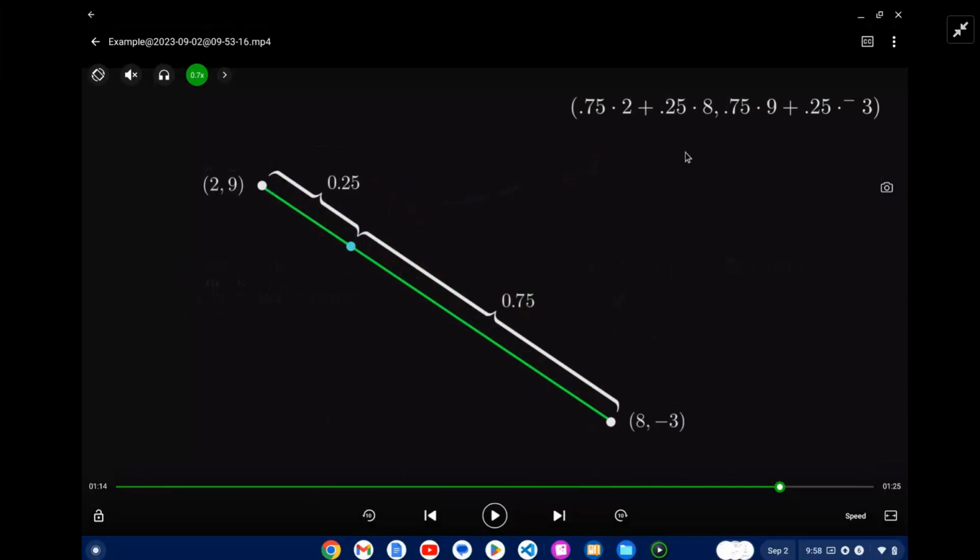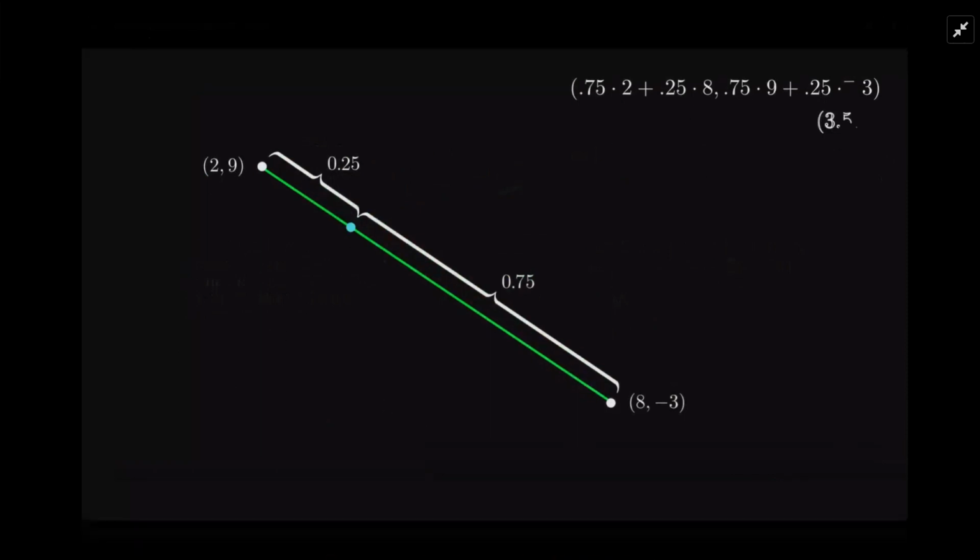Okay, that's the x value. The y value, 75% of the 9 plus 25% of the -3. Okay, and if you get mixed up about which one to weight more heavily than the other, just think about which one are you closest to. Okay, the heavier weight's going to be on this 2, 9 because we're closest to it. Okay, and we just worked that out.